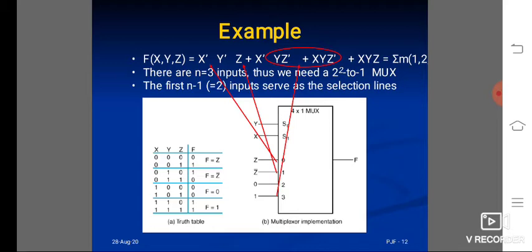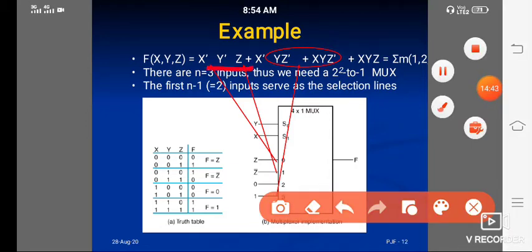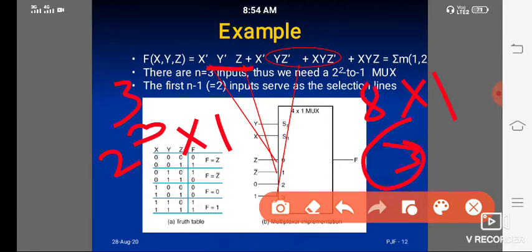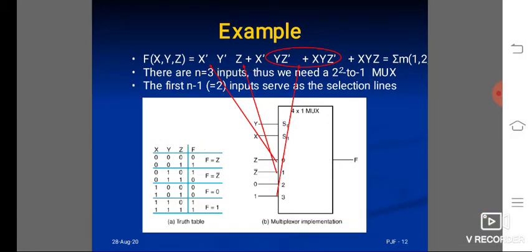Here n is 3 inputs, so 2 power n. Here x, y, z are there, that means 2 power 3, that means 8. So 8 into 1 means 3 selection lines. First we observe that it is 8, so we are finding an 8 into 1 multiplexer.